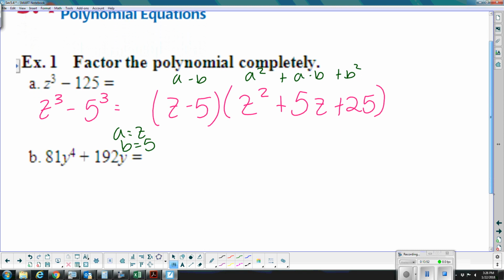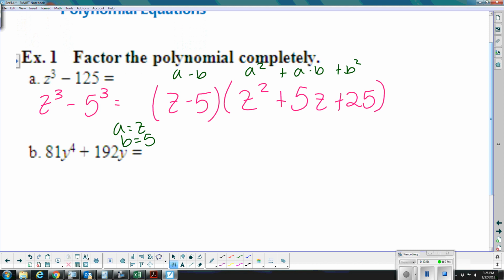Okay, now let's look at this next one. And you're looking at the sum of two cubes, but first you may want to factor out that y. And actually, to get two cubes, you need to factor out more than just y, because 192 is not a perfect cube, and neither is 81. So let's get it down so that they are perfect cubes.